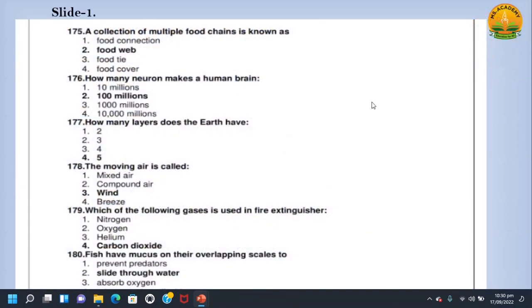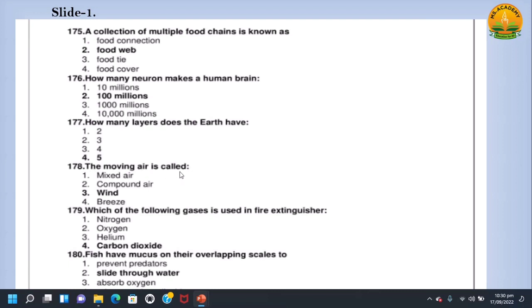A collection of multiple food chains is known as, right option is 2, food web. How many neurons make a human brain? Right option is 2, 100 million. How many layers does the earth have? Right option is 4, 5 layers.